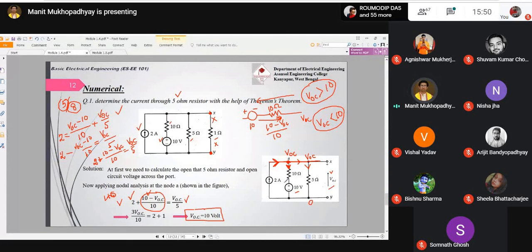Okay. So now calculate the R equivalent value, and then in the group send me what is your current through the 5 ohm resistor. That is your homework today. Okay. Try to find out. If you know, then message in the group. Is it clear to everyone? No, you have time until the evening.